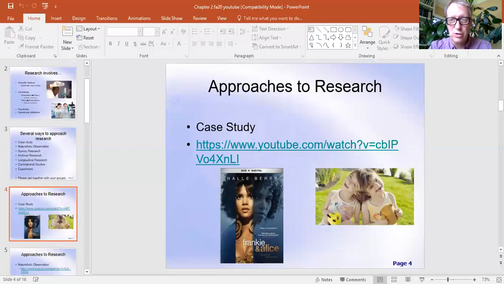So one approach to research is to do a case study. A case study is an individual instance, one situation, one person. We do a case study because that instance is kind of rare. I couldn't do a survey. I don't know if you've ever seen Frankie and Alice, but it's a movie that Halle Berry stars in about multiple personality disorder. Multiple personality disorder is not very common. So I can't go out there and collect survey data on people with multiple personalities, because there just aren't that many people who have it.